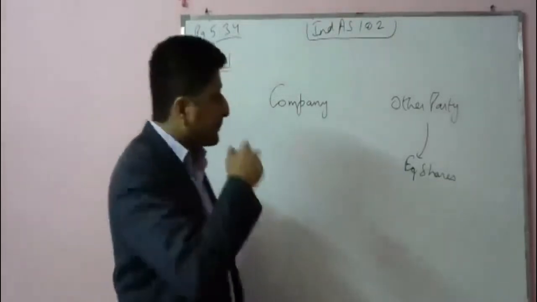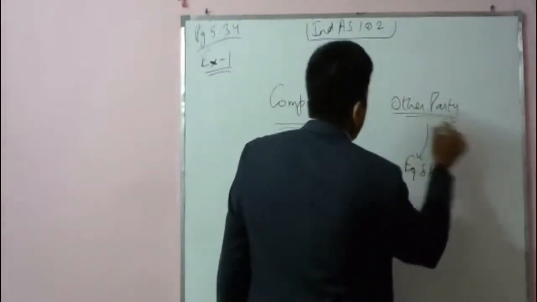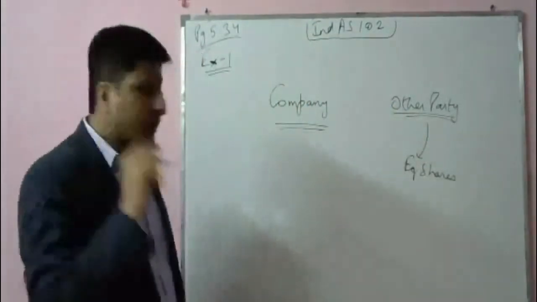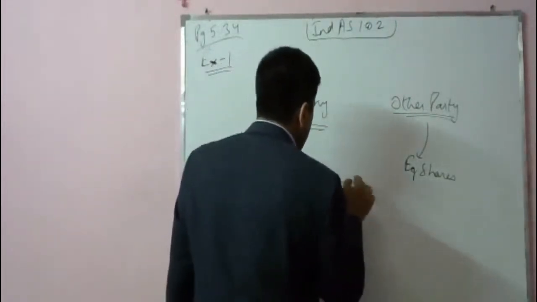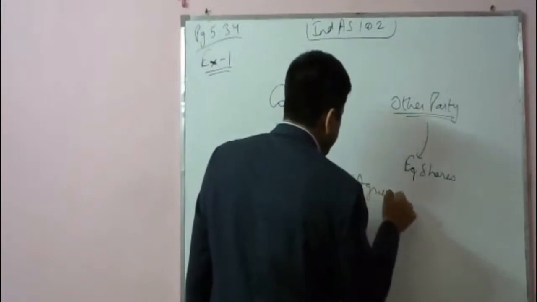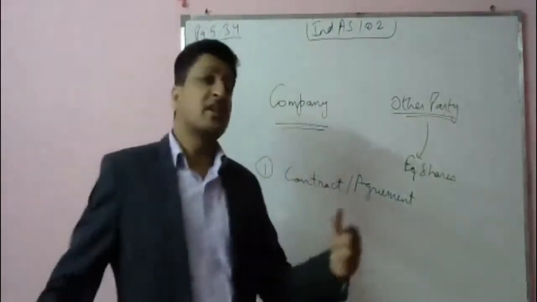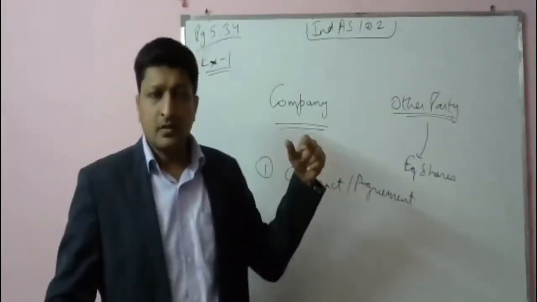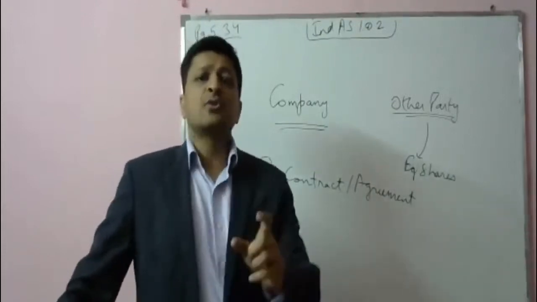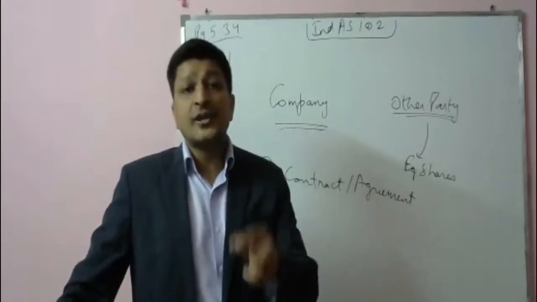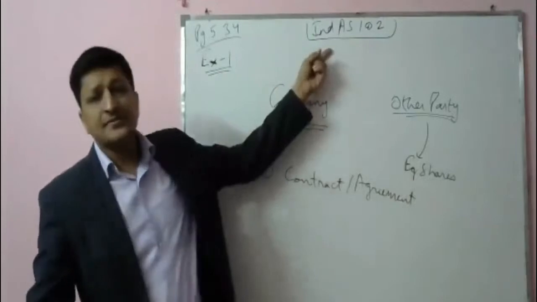Now, what does it say? Between the company and the other party, as we discussed, what was the first condition? There should be an agreement. If no communication is made by the company to the other party, can we say an agreement will exist? No. So till the time it's not communicated, can we say that it is a share-based payment arrangement? No. And if it's not a share-based payment arrangement, will Ind AS 102 apply?